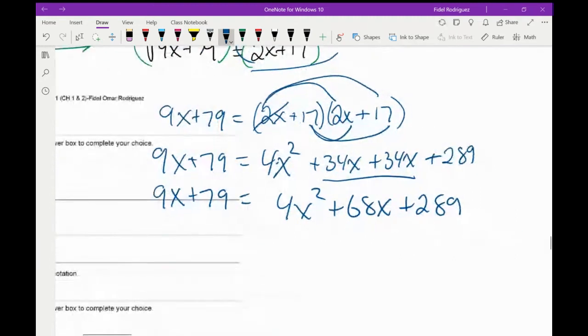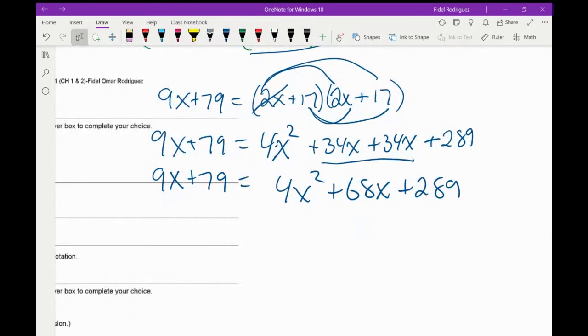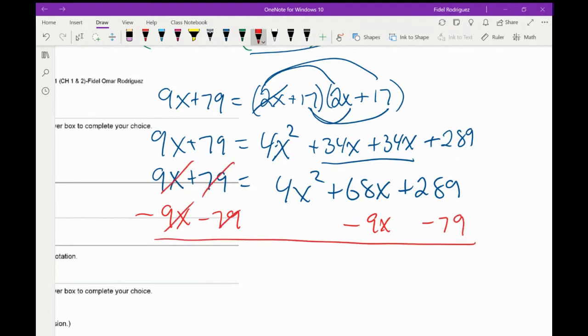Okay. Now, like we said earlier, y'all, when we have an x squared, we want to get 0 on one side. So what I'm going to do here, I'm going to minus 9x and I'm going to minus 79. Okay. So those are going to cancel. That's going to leave me with my 0. Let's see, 68 minus 9 is 59. So this is a 59x. 289 minus 79 should be a 210.